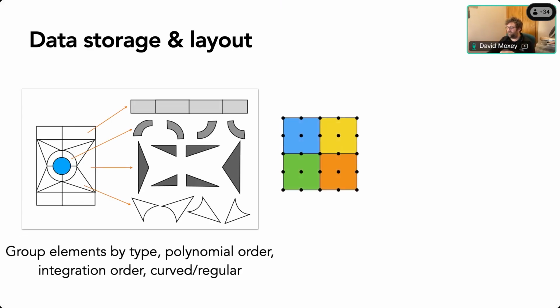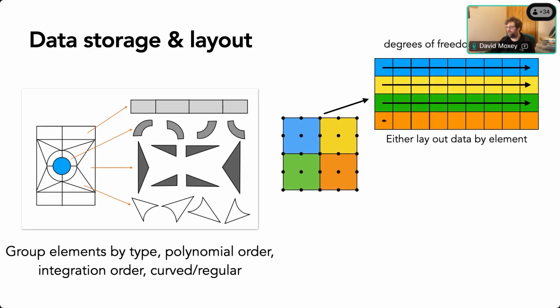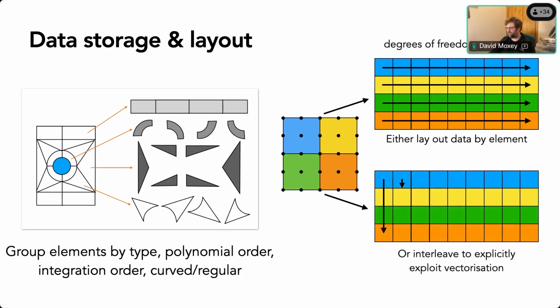And then in terms of operator efficiency, on the CPU particularly, we observed there's a couple of ways that you could lay the data out. You can either choose to lay it out element by element, so all the data for element 1 followed by element 2 and so on. Or you can take a small group of 4 or 8 elements and interleave their data. So you store degree of freedom 1 for elements 1 through 4, followed by degree of freedom 2 for elements 1 through 4, and so on in this example.